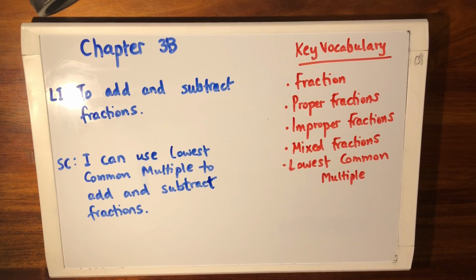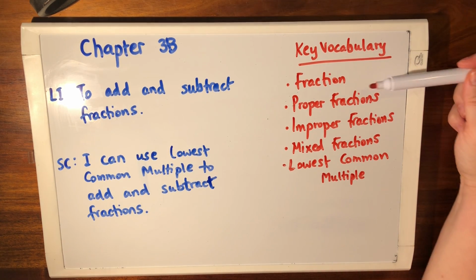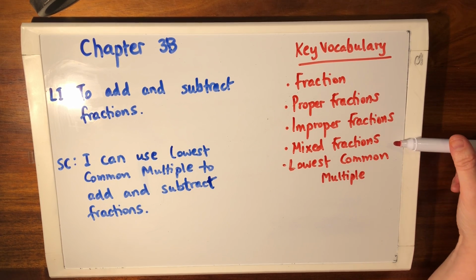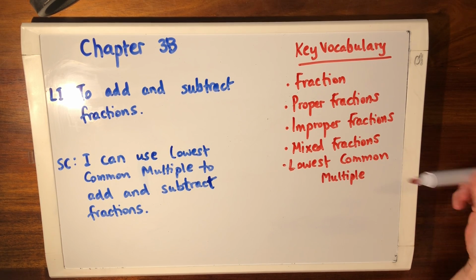Hi Year 8s. Let's look at Chapter 3b, using lowest common multiples to add and subtract fractions. Our key vocabulary today includes the words fraction, proper fractions, improper fractions, mixed fractions, and lowest common multiples. All right, let's start.